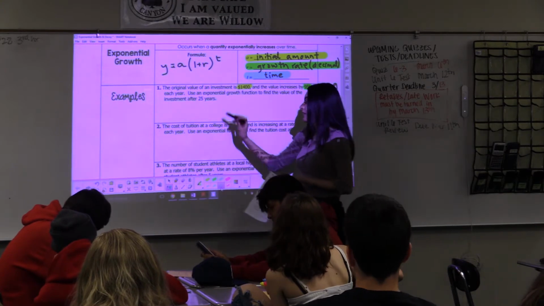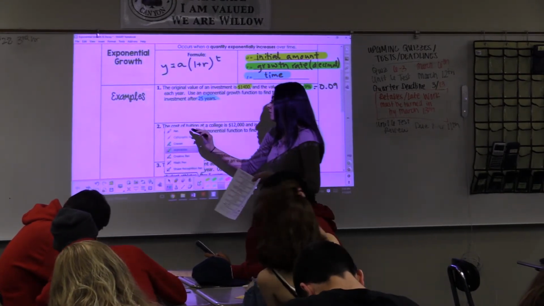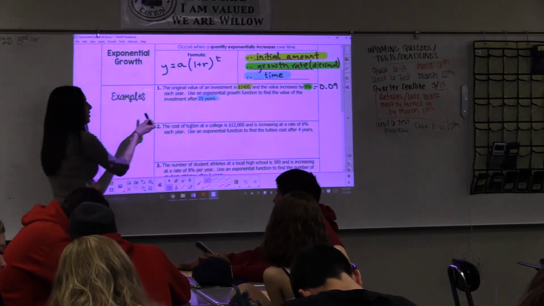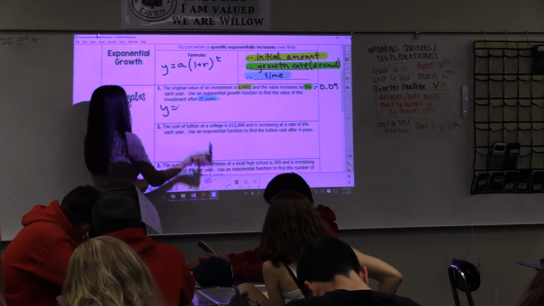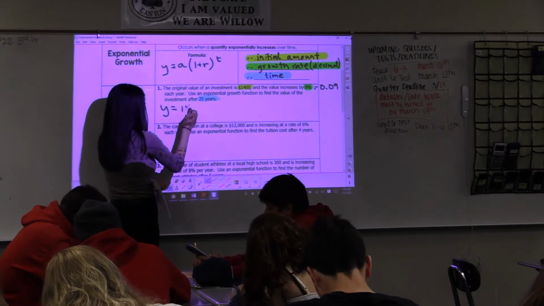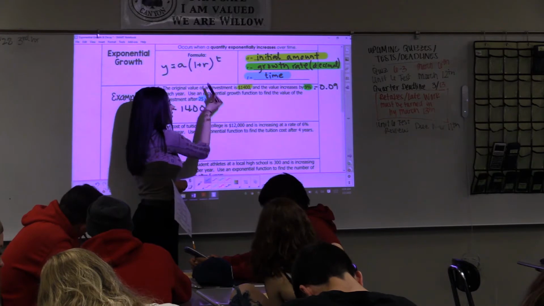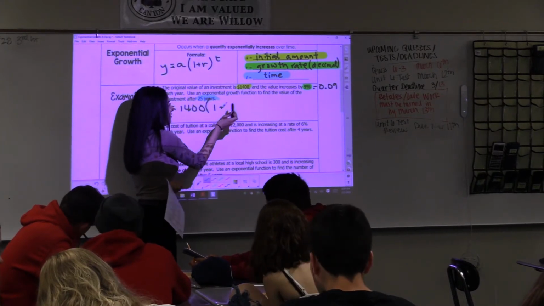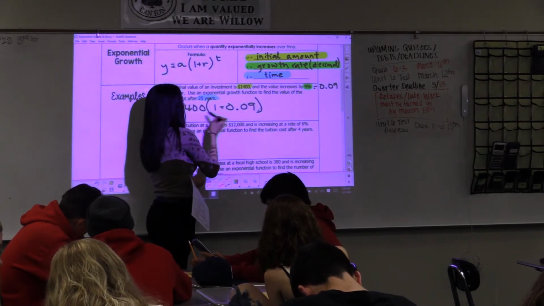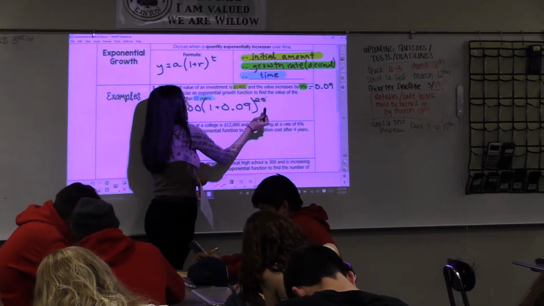All right, and now you could rewrite the formula every time if that helps you, but we're just plugging into the formula. So a, our initial amount, is 1,400, times the sum of 1, and it's always going to be 1 because that's in the formula, plus the growth rate, 0.09, to the t power, which t is 25.